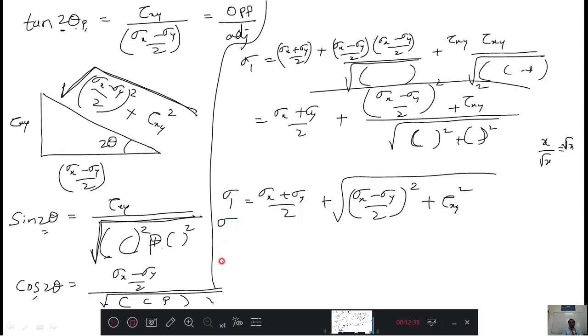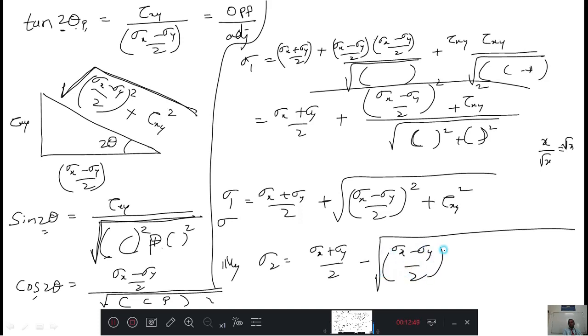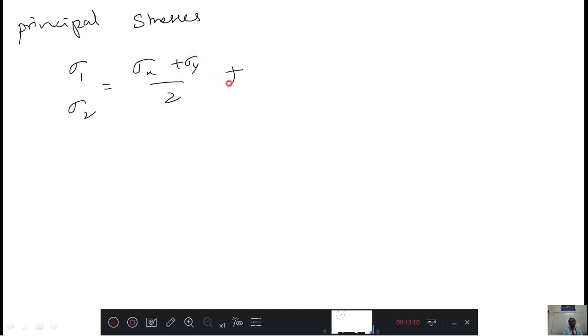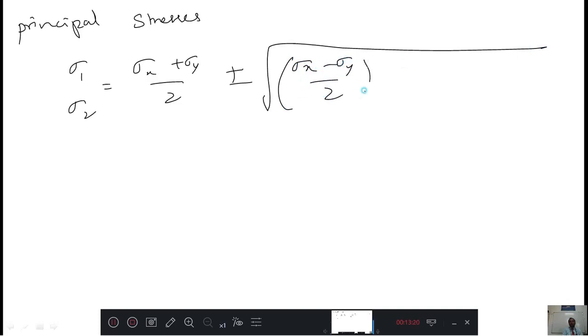The same way, similarly, you can write the sigma 2 value: (sigma x plus sigma y) by 2, as it is, this plus becomes minus, minus the square root of the entire thing, ((sigma x minus sigma y) by 2) whole square plus tau xy square. Collectively I can say that the principal stresses, sigma 1, sigma 2, equal (sigma x plus sigma y) by 2 plus or minus the square root of ((sigma x minus sigma y) by 2) whole square plus tau xy square. Plus I will use when I want sigma 1, minus I will use when I want sigma 2.